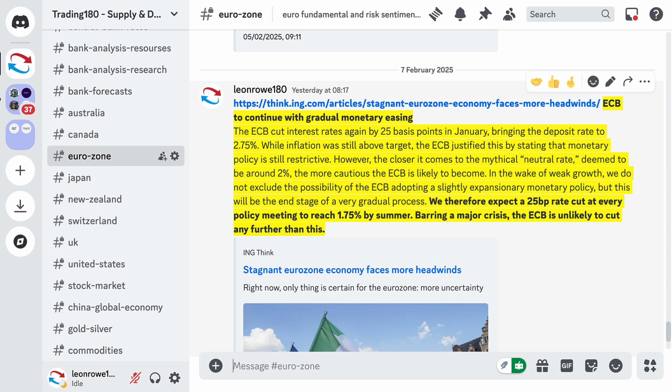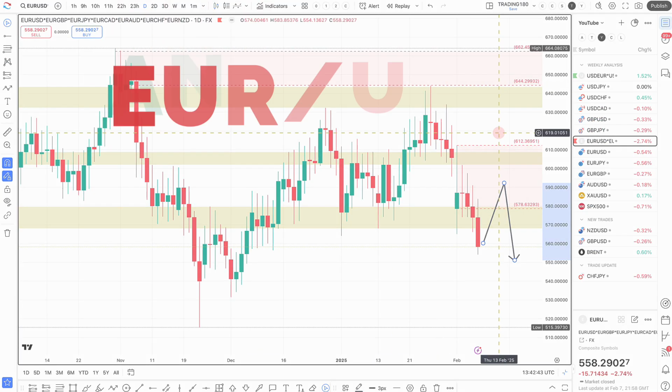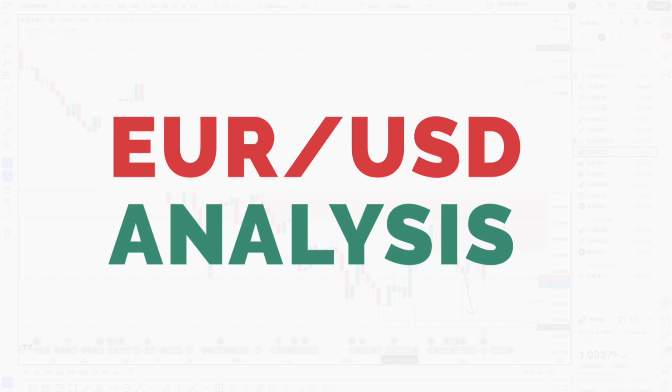We do not exclude the possibility of the ECB adopting a slightly expansionary monetary policy, but this will be at the end stage of a very gradual process. Therefore, we expect a 25 basis point rate cut at every policy meeting to reach 1.75 by summer. Barring a major crisis, the ECB is unlikely to cut any further than this. So in comparison to, for example, the dollar and the Federal Reserve, who are looking to hold rates, whereas the ECB are looking to cut rates, when you look at the euro dollar, this is just basically a pullback, right?